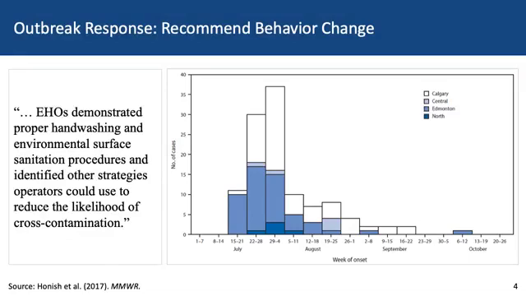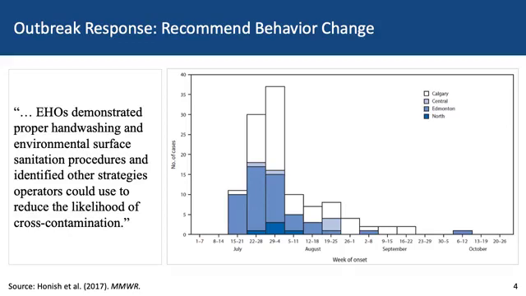Another common response to an outbreak is to recommend behavior change. On the left, we show an epidemic curve, and you can see it follows our point source pattern with a quick uptick, then a slow fall. That's showing cases of E. coli associated with exposure to pork products.